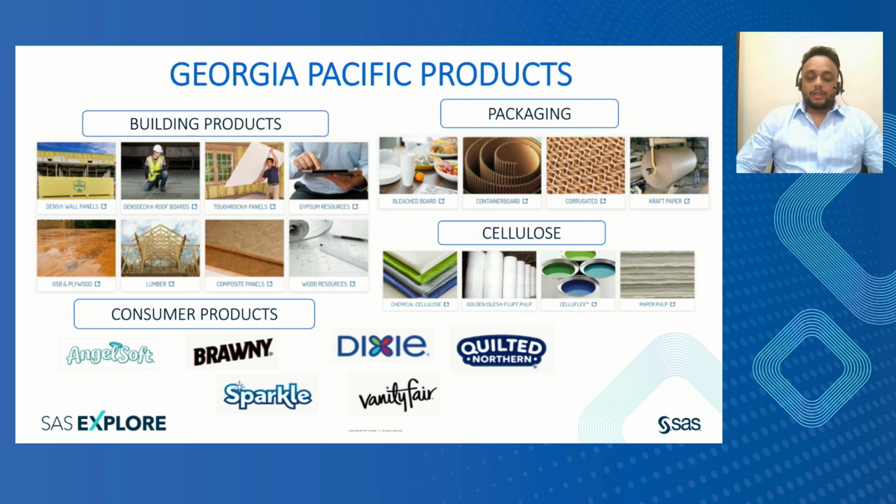And other products involve tissue papers, where if you are in the US or some other location in the world, you might have used these products, like Dixie, Angelsoft, or Brownie. So these are the products which we manufacture. And also we have presence in cellulose, where we basically deal with paper and pulp.